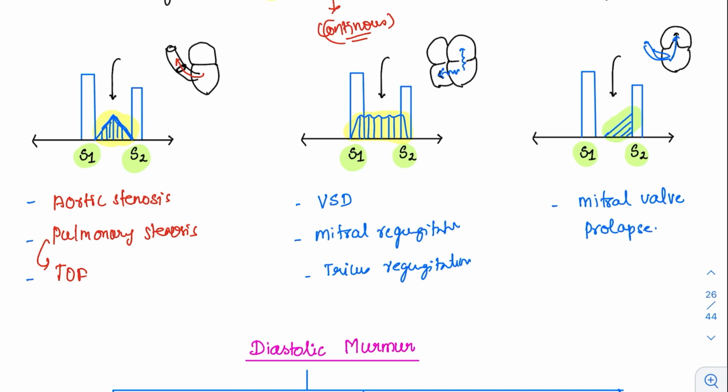So pan-systolic means it should happen through the entire systole. It means that it is connected to some other place, either the other ventricle or the atria. Early systole is whenever it is trying to eject, that time we are able to hear a murmur. So that is the stenosis conditions which is happening.